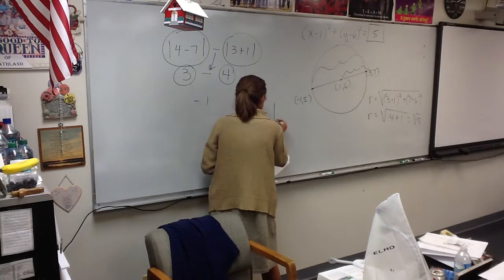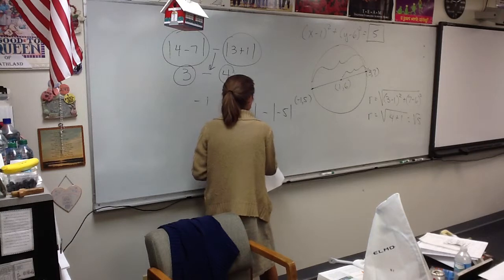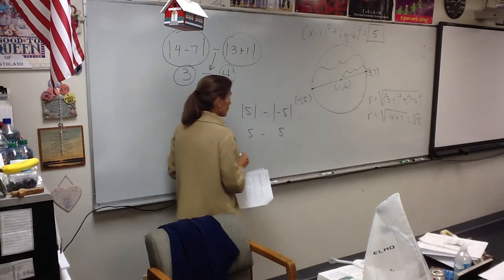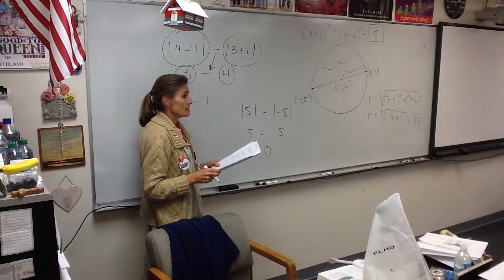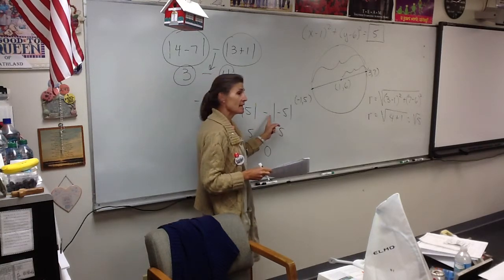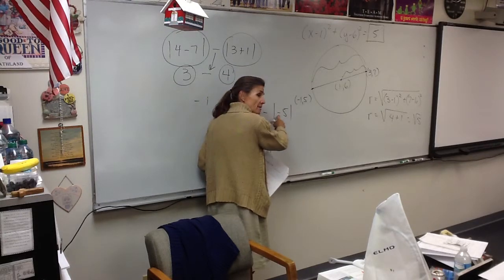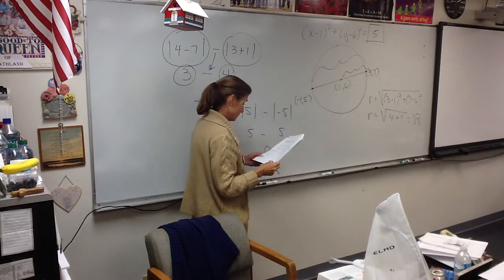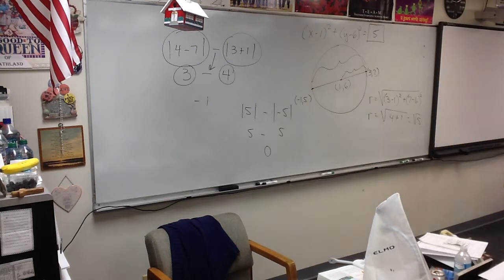What did you get for this next one, kids? 0. I bet you better have gotten 0. This is 5 and this is 5, and so when you subtract, you get 0. Don't be canceling these out. You can't. The absolute value cancels that out, doesn't it? D. What do you get for D? 14. If you got 14, you are absolutely correct. Very, very good.